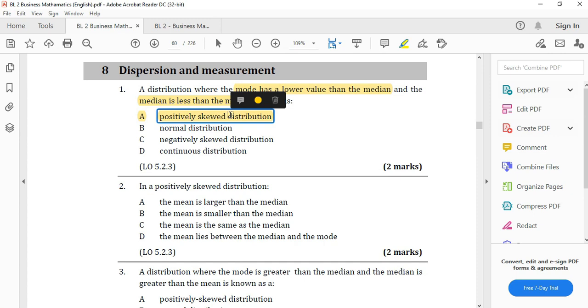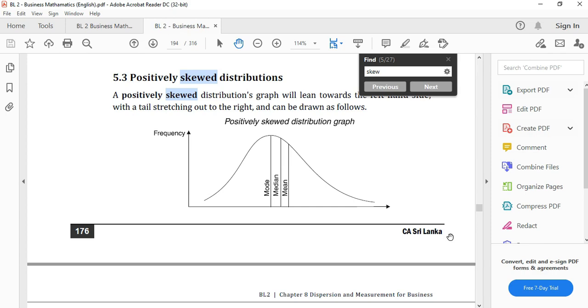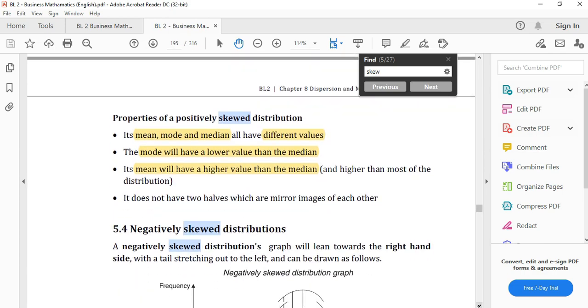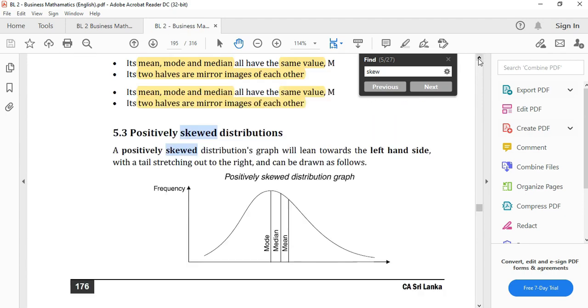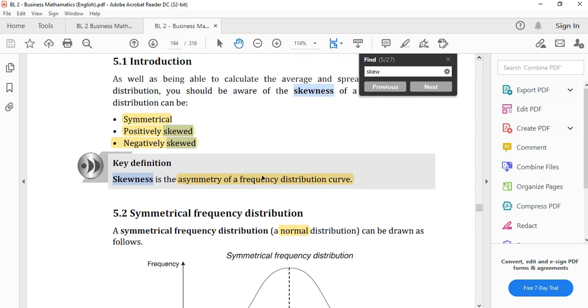Positively skewed means it is more towards the left side, whereas negatively skewed means it's more towards the right side. So this is basically to let you have an understanding of reading the data, but it's basically more towards showing you the distribution. Your textbook mentions it: skewness basically is the symmetry of a frequency distribution curve. How asymmetric is your frequency distribution curve? If it's symmetric, then it's a normal distribution.